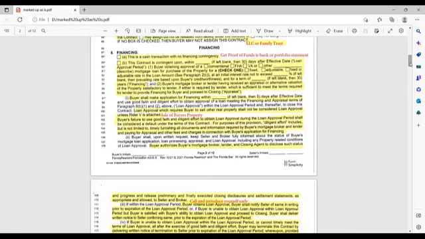So the buyer obtaining approval of, you're going to choose conventional, FHA, VA, or other. Other may be a USDA loan, or it may be a physician's loan. There's all sorts of different loans out there available to people.